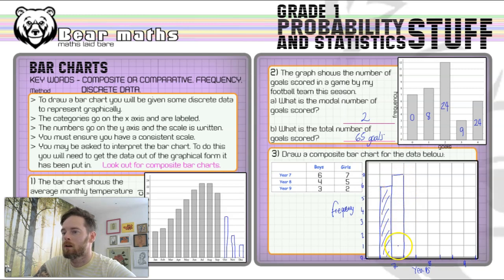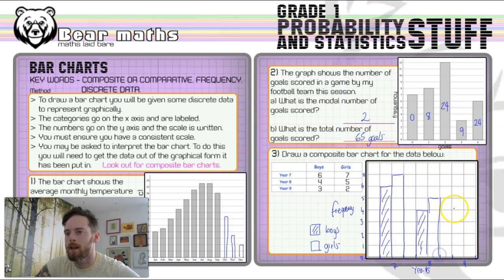That can represent our girls, because what we're going to need to do is have a key that represents boys and girls. So if we say that that is boys and that is girls, we do need to show this. So we've got some reference then to do the comparison, if we were using this to do comparisons on the graph. 4 and 5, so 4 is there for the boys. Make sure you use the same shading for the boys bar and then leave the girls one blank. And then for year 9 we're going to go with 3 and 2. So there we go, that's it.